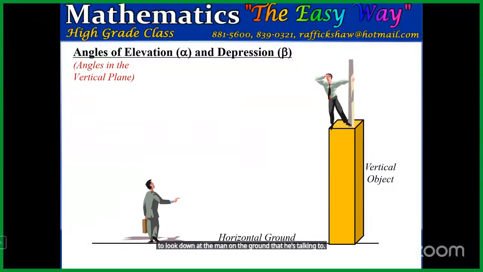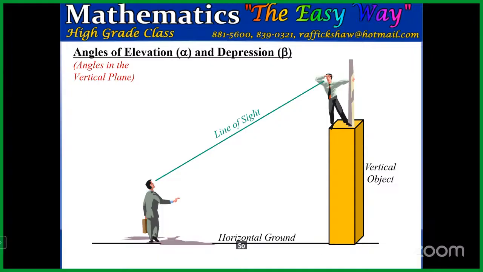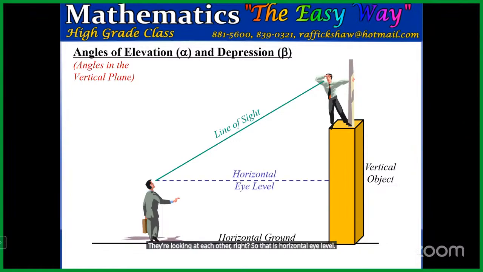I'm going to put some lines on the diagram to represent what we're talking about. That is the line of sight as they look at each other. They share the same line of sight right now. They're looking at each other. And that is the horizontal eye level for the man on the ground.